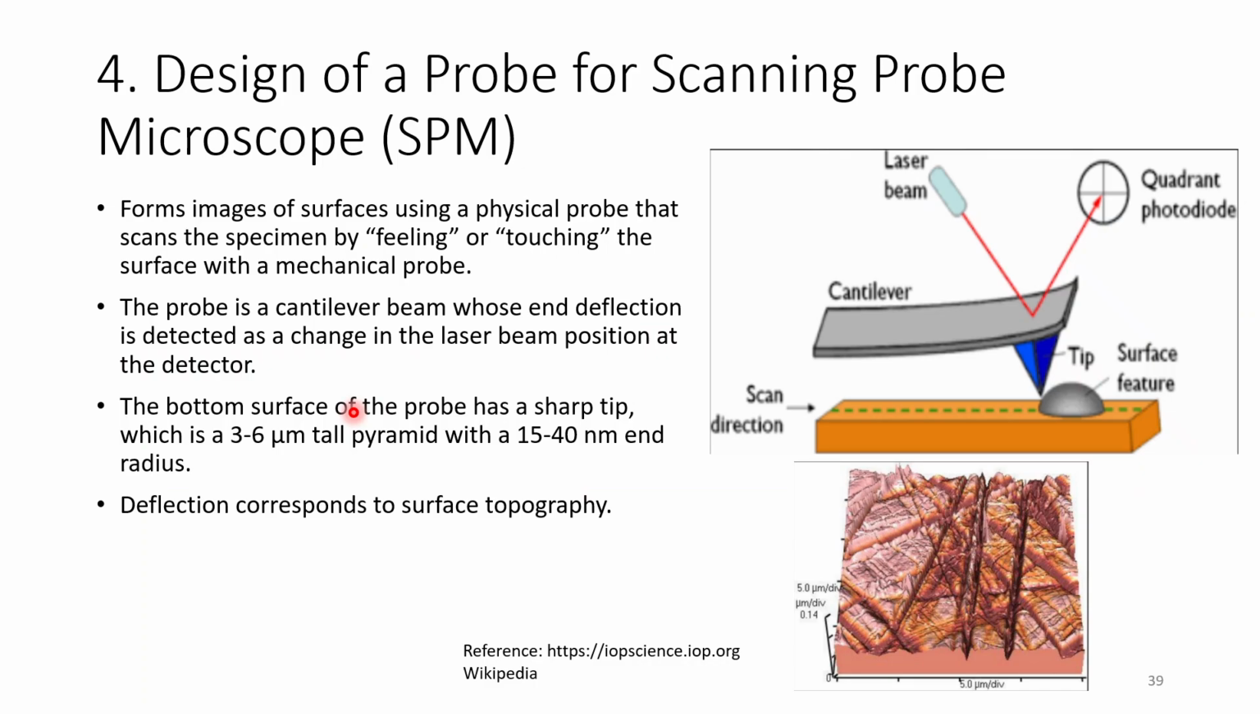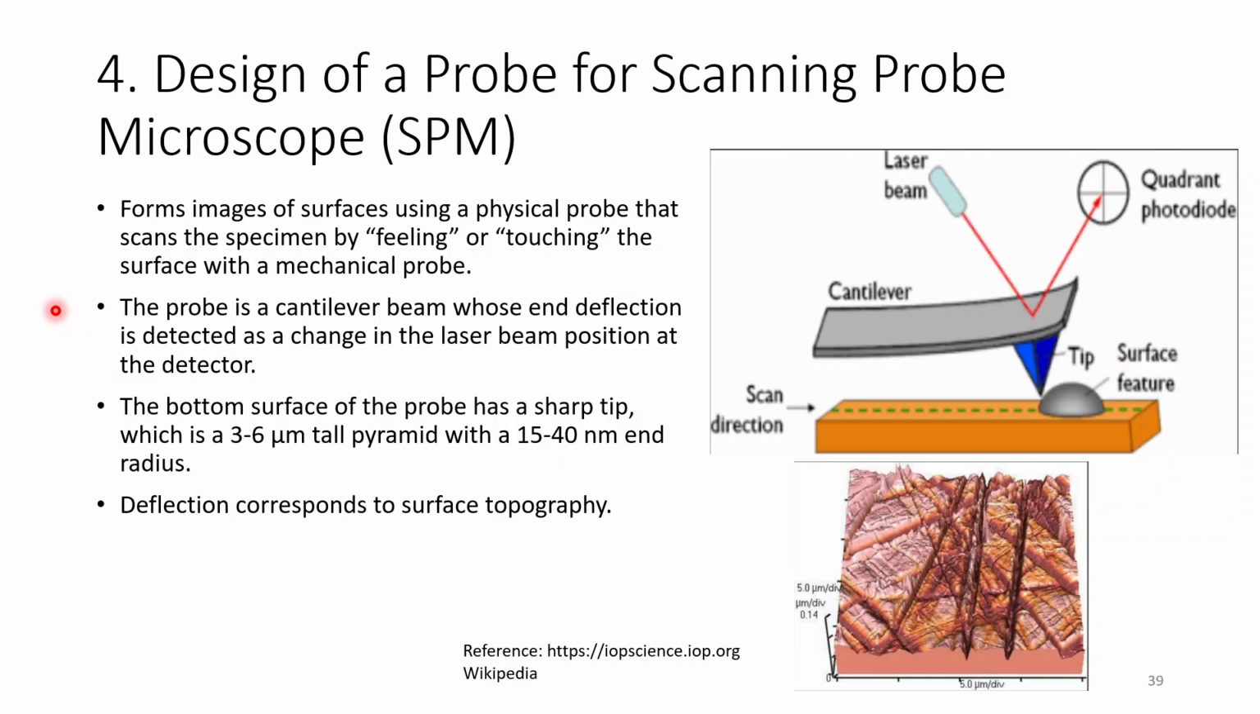Next up you have design of a probe for a scanning probe microscope. In this case it forms an image of the surface using a physical probe which scans the specimen by feeling or touching the surface with a mechanical probe. So this is your probe, which is a cantilever having a tip. Now it is scanned through the entire surface. As soon as you find some surface feature, it will give you some type of signal and plot this entire surface morphology.